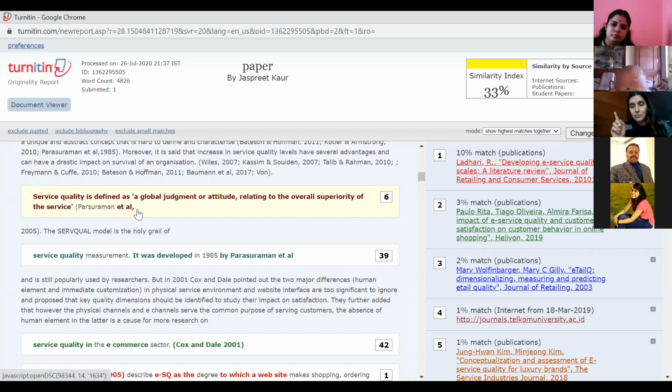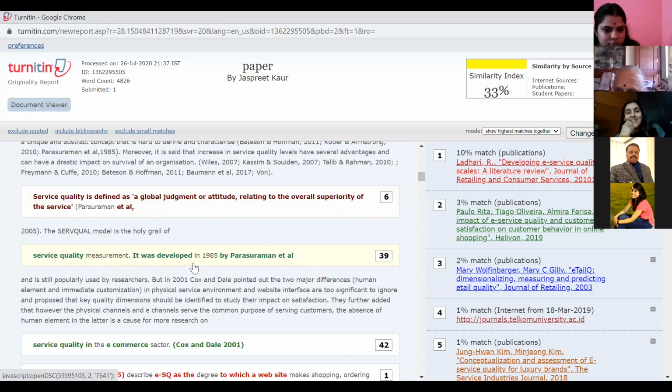Okay, the rest, paraphrase, except for these definitions, and only 5% for these definitions. The rest, not a single line repeating. Now, for example, it was developed in 1985 by Parasuraman. Three words together, it was developed, is showing plagiarism.